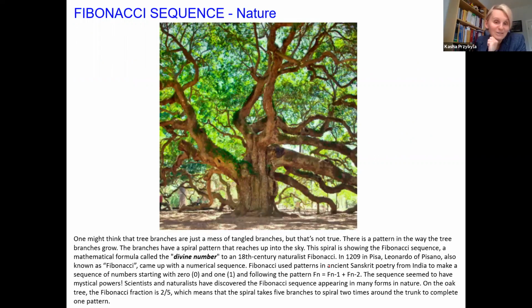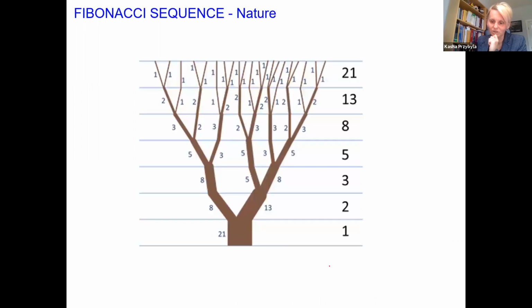Okay, I have this nice tree, the oak, the live oak. And we will probably think that this is like the pattern. The way that the tree branches grow is just random, but actually no, we can find the Fibonacci numbers here. Okay, and I can show you. Maybe you can read this, but I can show you a simpler picture.